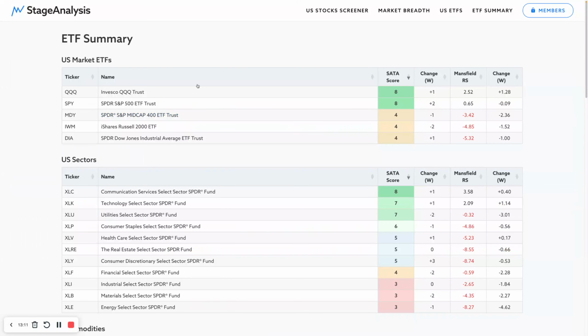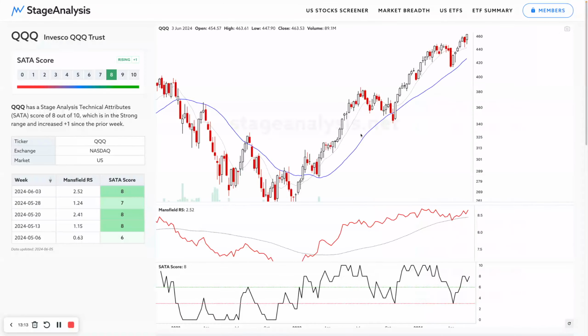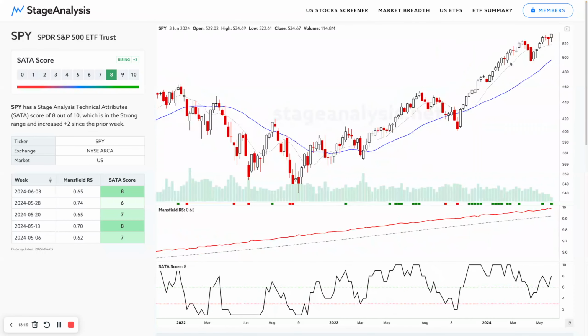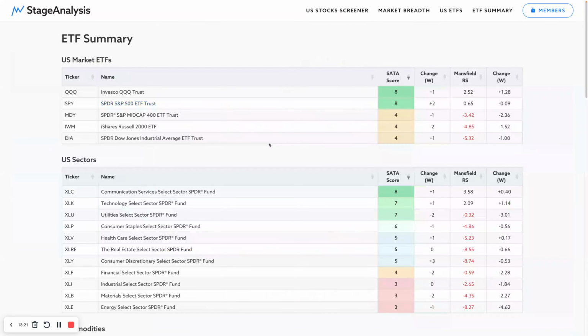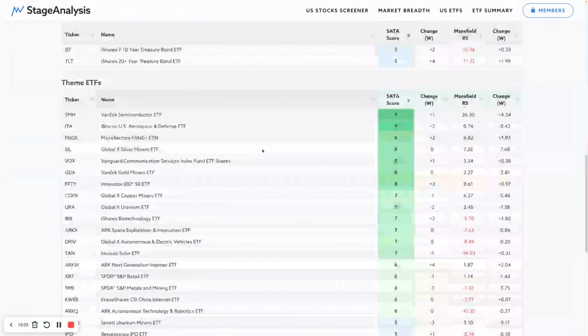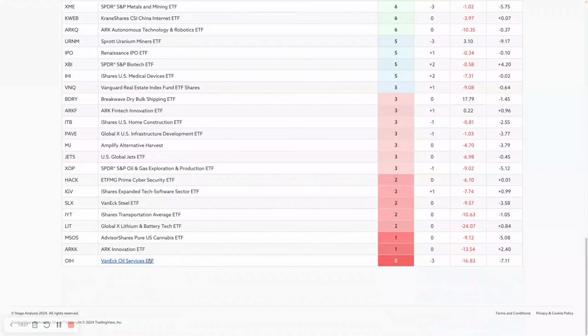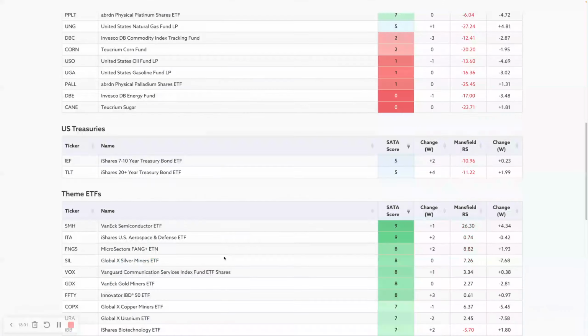Go back, whereas QQQ and the S&P 500 continuing to push to new highs at the moment in late stage 2B. Same with the SPY here. And then we go down the charts here to the theme ETFs. Semiconductors leading at the moment, oil services and ARK-K right down at the bottom at the moment.